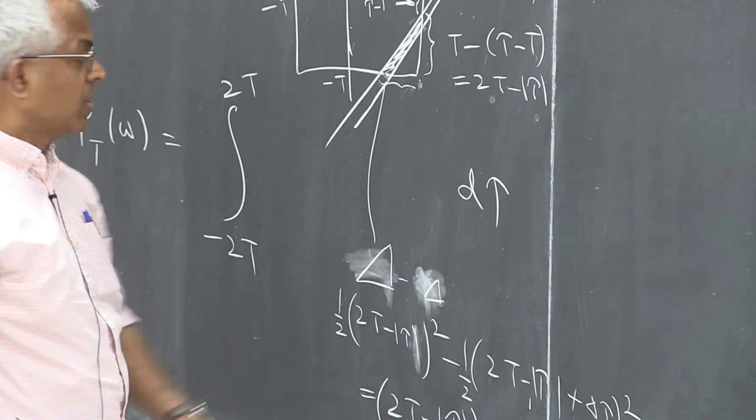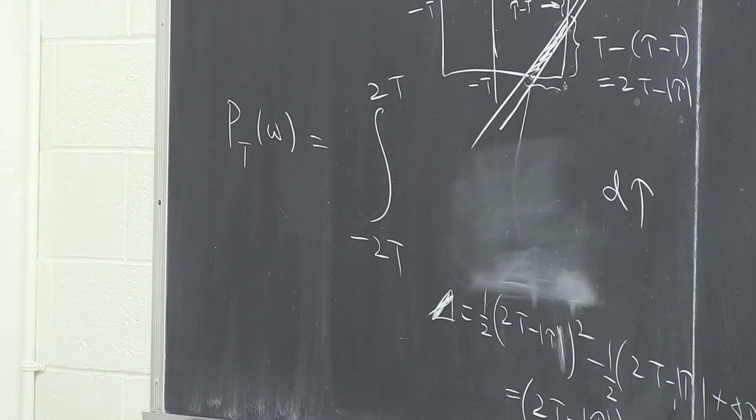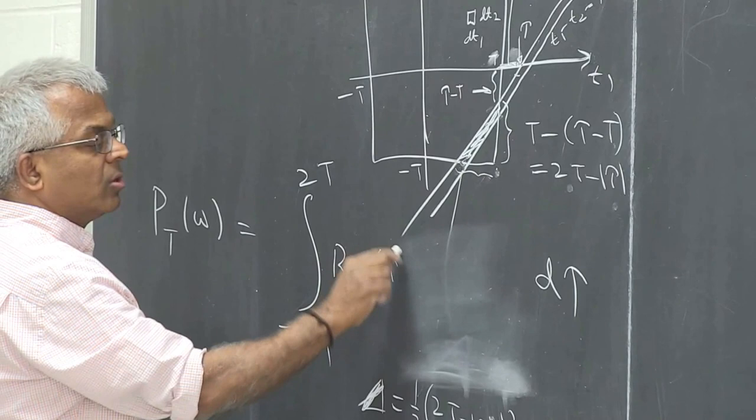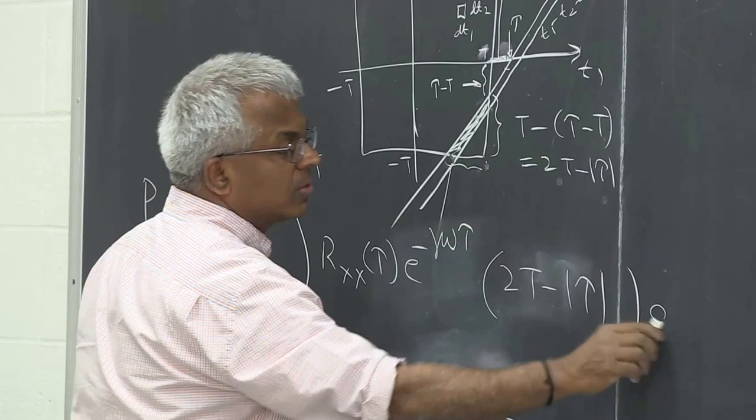So we just computed this area. So for Rxx of tau multiplied by this, instead of dT1 dT2, I'm going to put this area. So this is going to look like Rxx of tau, e raised to minus j omega tau, then I have 2T minus tau, then I have d tau, and the whole thing divided by 2T.